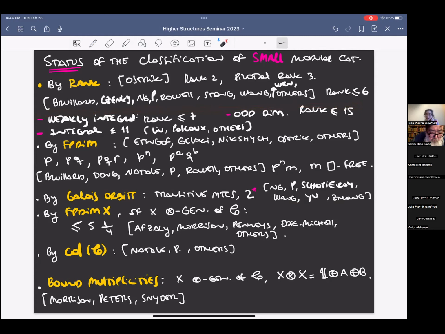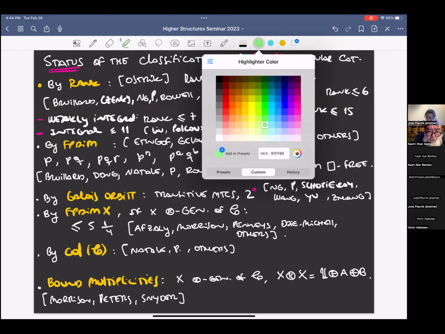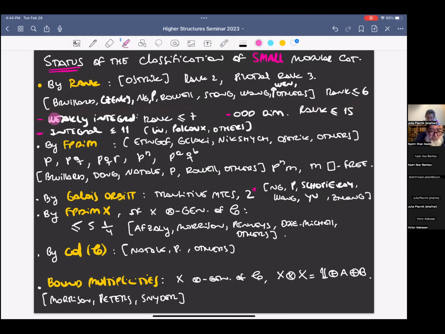So I will start asking for more hypotheses. So the first one that I will add to the list is, what if I ask my modular category to be weakly integral? Remember that weakly integral was that the dimension of the category is an integer. In this case, remember that the dimension of the simples are square roots of integers.